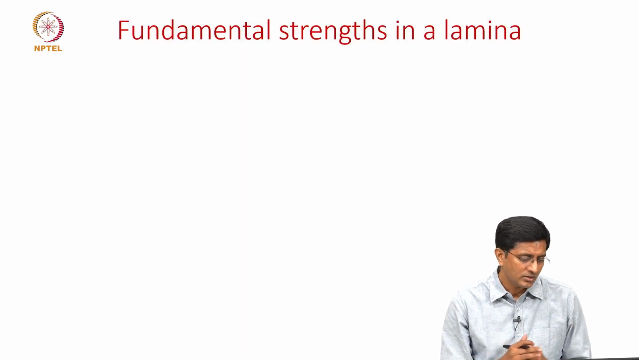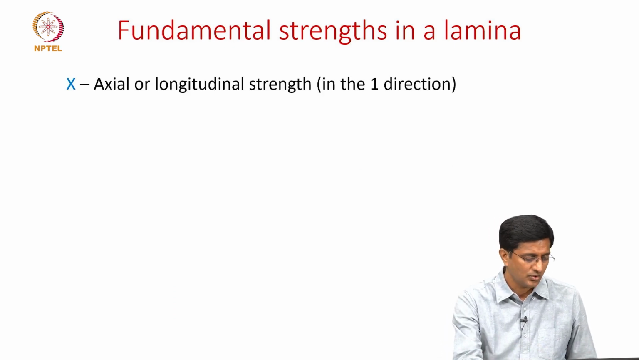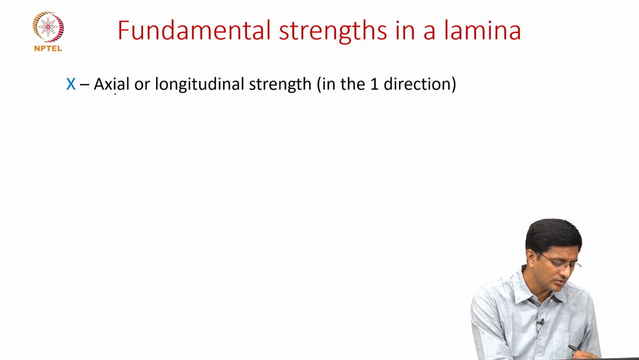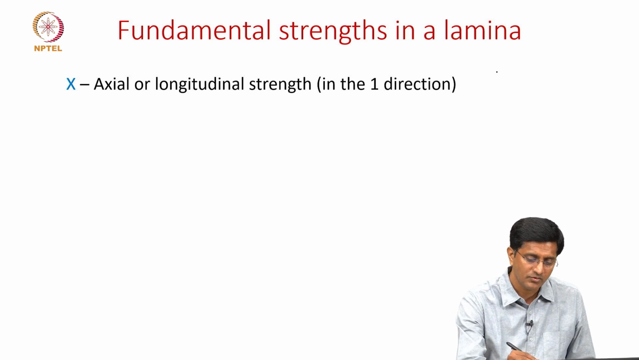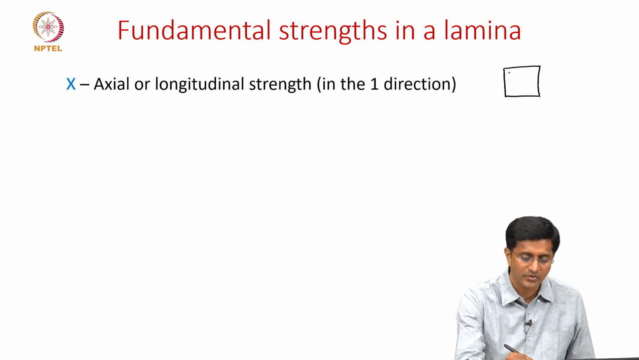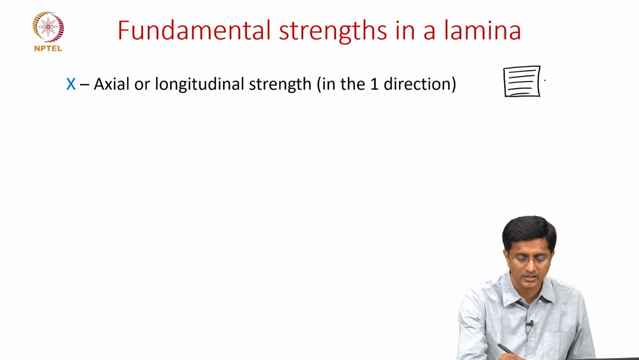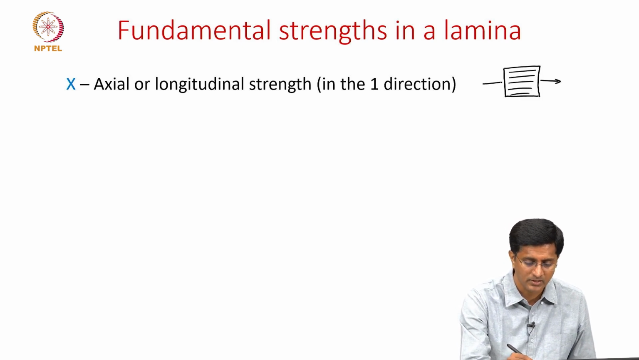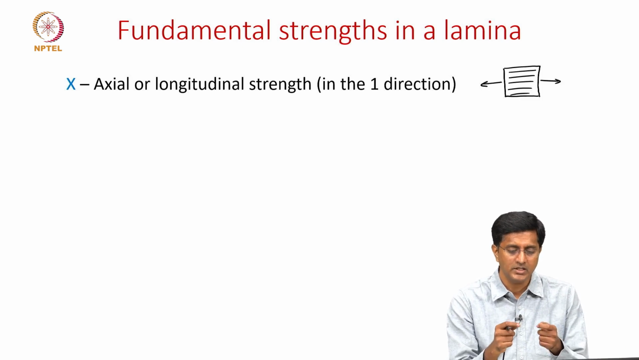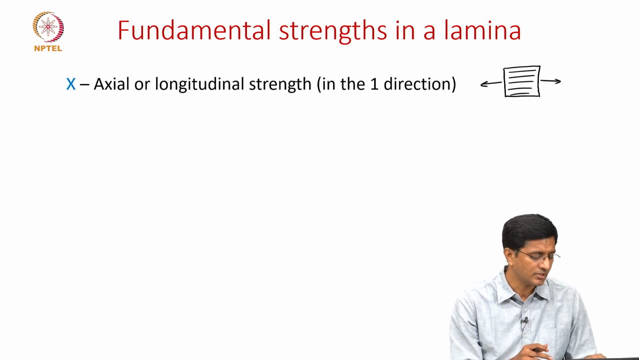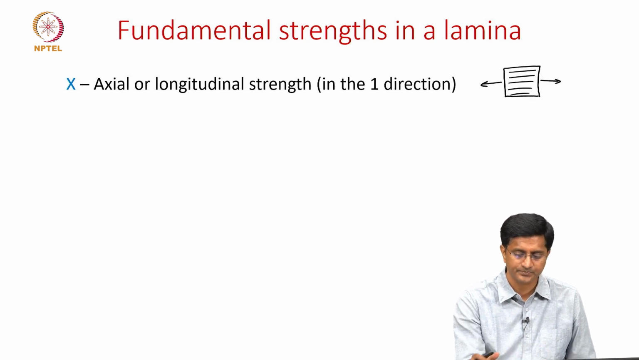So we'll start with defining a few fundamental strengths in a lamina. So we'll start with X. X refers to the axial or the longitudinal strength in the direction one. So let's say the fibers are also in this X direction and the loading is also in the same direction. So essentially we are looking at what stress this lamina will fail at. That is represented by capital X.